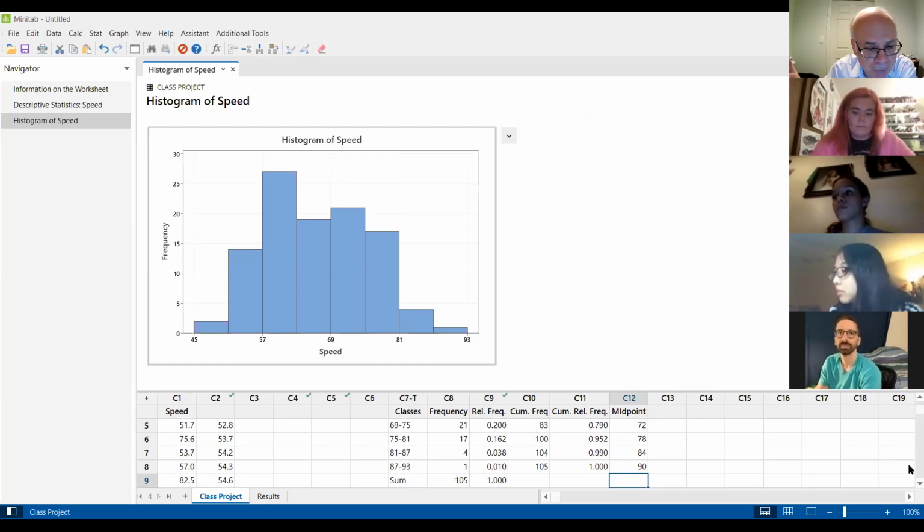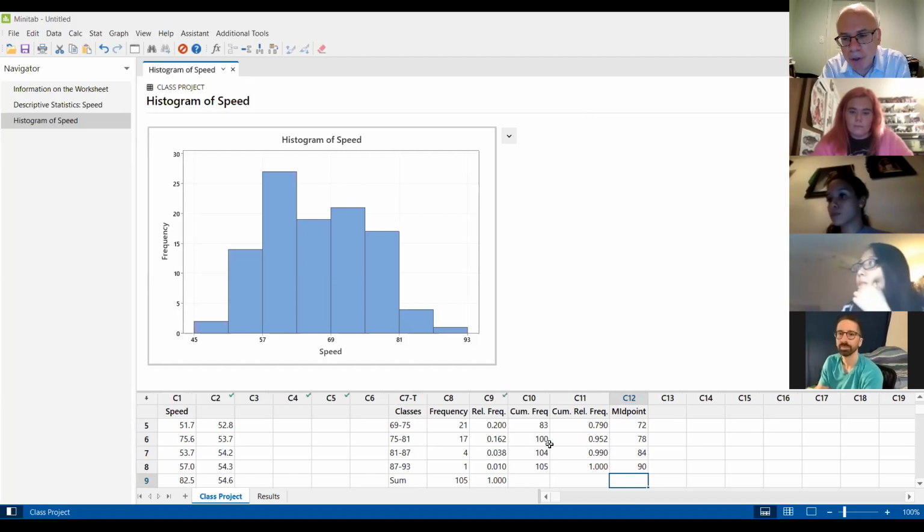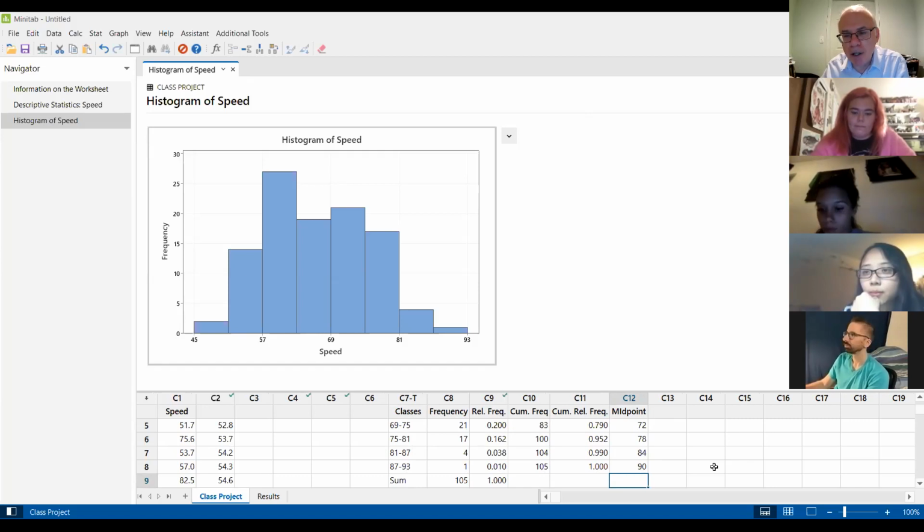All right. That's it. So if I asked you to create one of these charts that has all of these here, you should be able to do it, right? You should be able to create classes, the frequencies, relative frequencies, cumulative relative frequencies, and the midpoints. If you can do all of that, you'll do very well on that part of the test, all right?